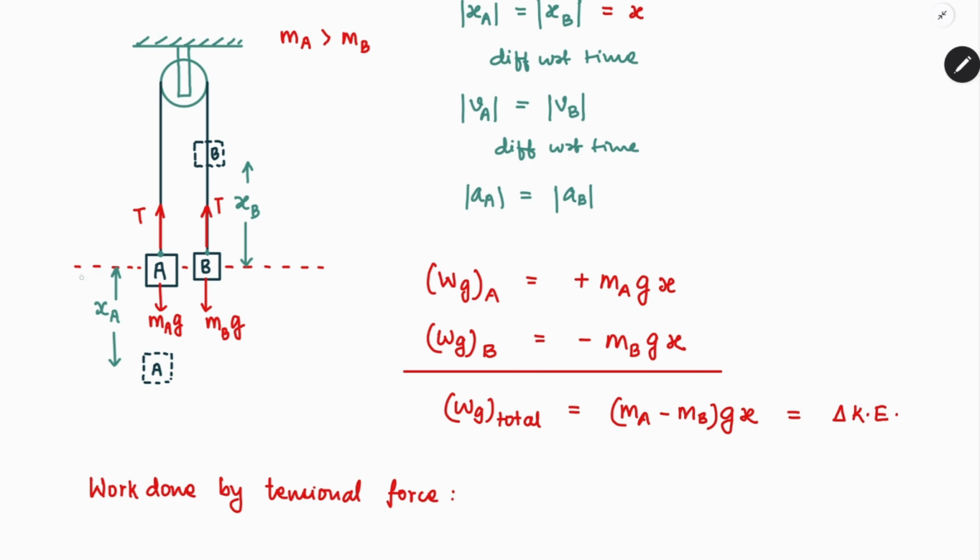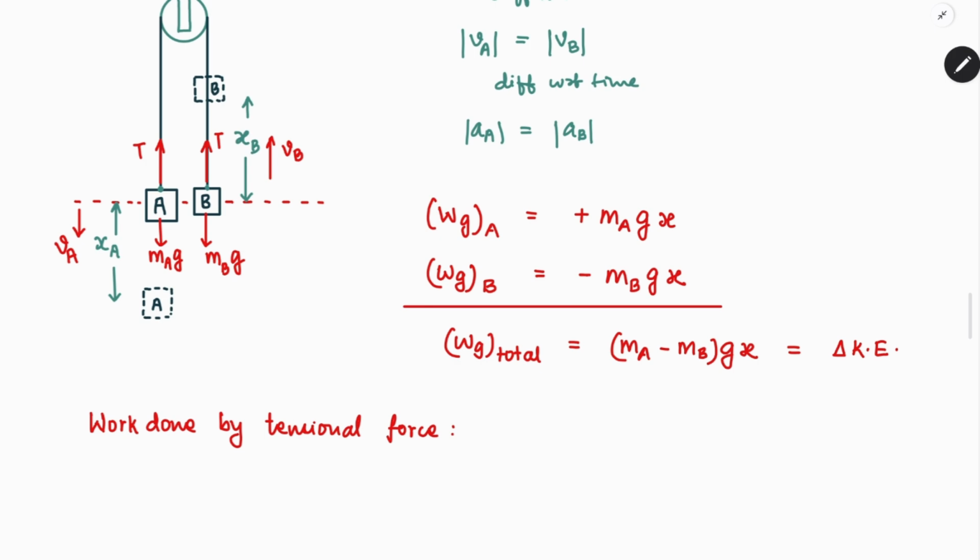Since tensional force is an example of internal force, I can say that as A is moving in the downward direction, at an instant of time the velocity of A is vA in the downward direction, and the velocity of B at an instant of time is vB in the upward direction. Now if we calculate the work done or power for a certain span of time, the tension and velocities are in the opposite direction.